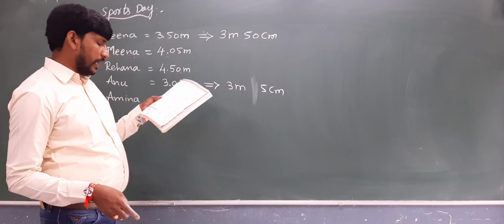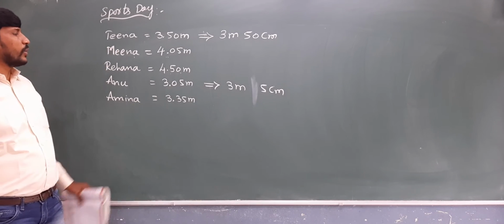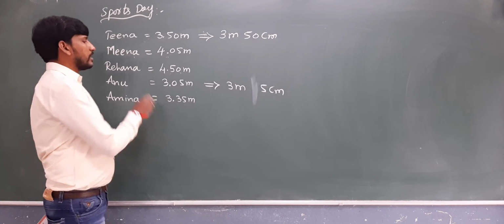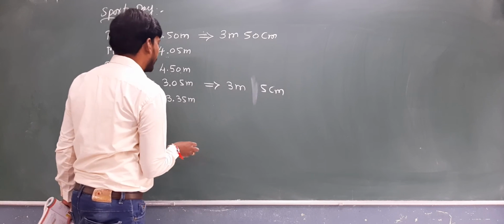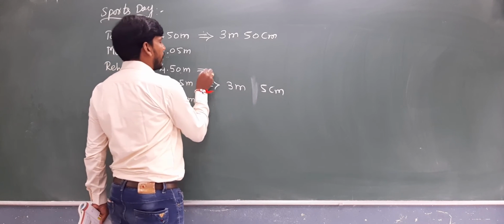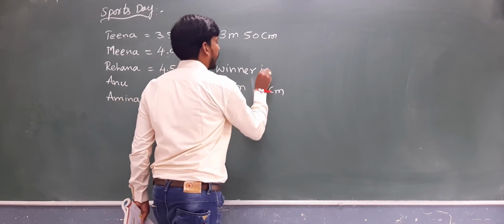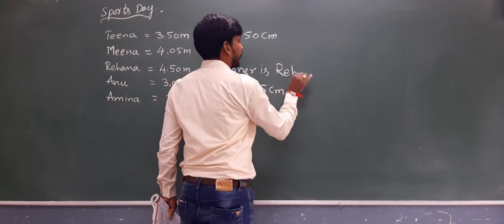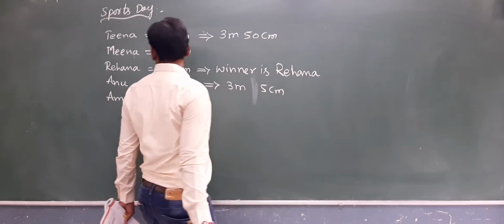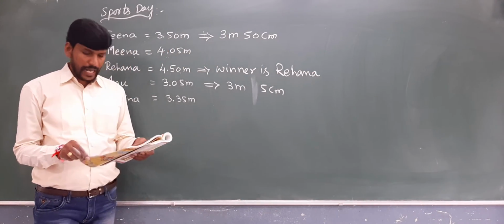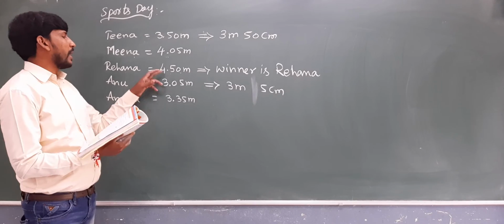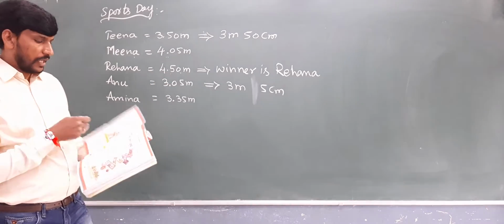Who is the winner in the long jump? Now can you tell me who is the winner here? The winner is Rehana. Okay, who is the winner here? Rehana is the winner. I am going to write here: the winner is Rehana, because she jumped 4.50 meters. Here on the page.